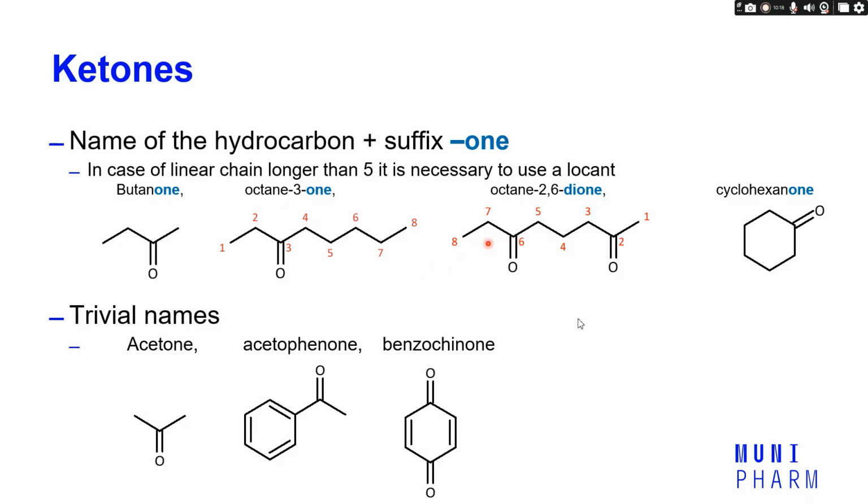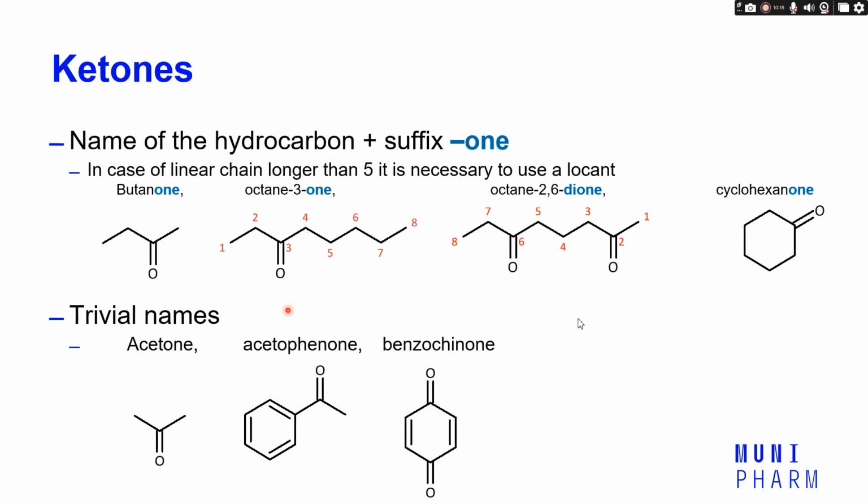In the third example, there are two ketone groups. We number the chain using again the lowest possible locant rule, and we use a multiplicative prefix. Then the name is octane-2,6-dione. The last example is cyclic ketone, and again the nomenclature is simple. The name of the hydrocarbon and the suffix, cyclohexanone in this case, and it is not necessary to define the position because here it is every time number 1.